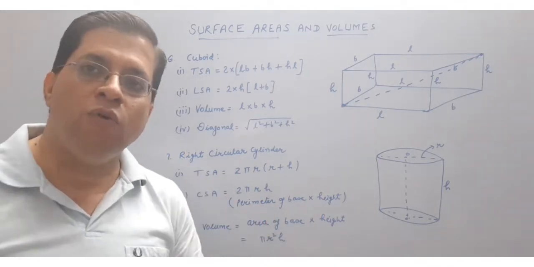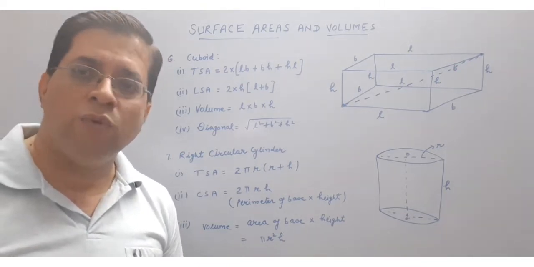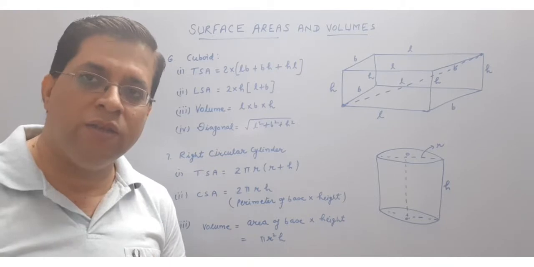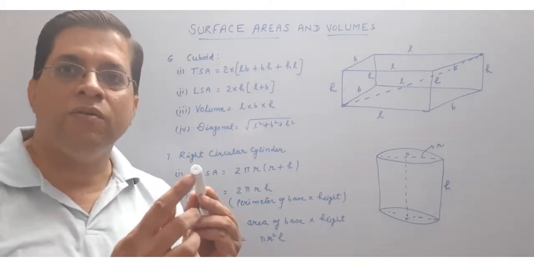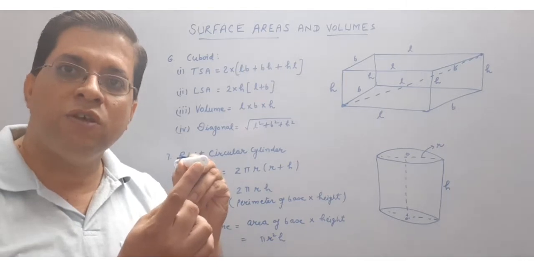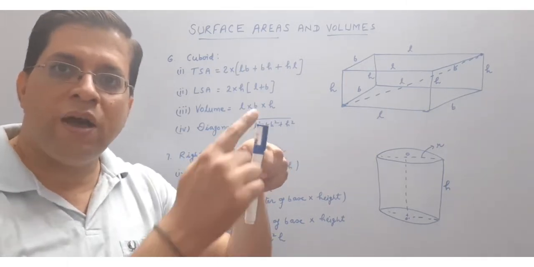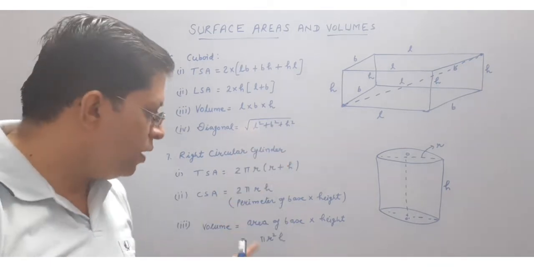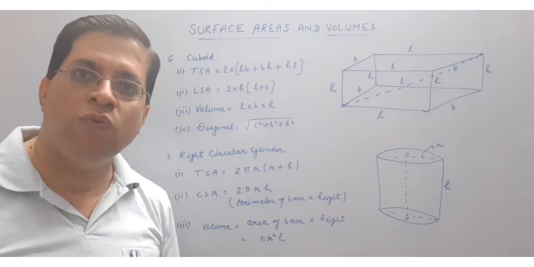Now come on, the volume of the cylinder. What is the volume of a cylinder? Volume of cylinder is area of base into height. The base is circular in shape. What is its area? Pi r square. And what is the height? h. So pi r square h is the volume of the cylinder.